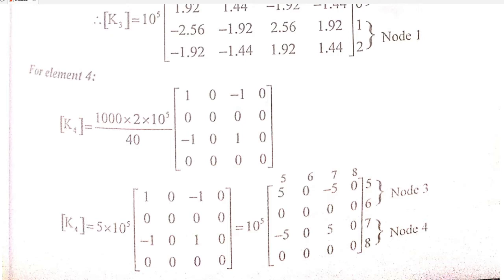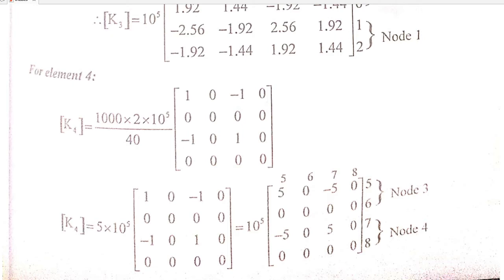Again, element 4 belongs to what nodes? The row, what are the nodes? It belongs to element number 4. Nodes 3 and 4, 3 and 4.